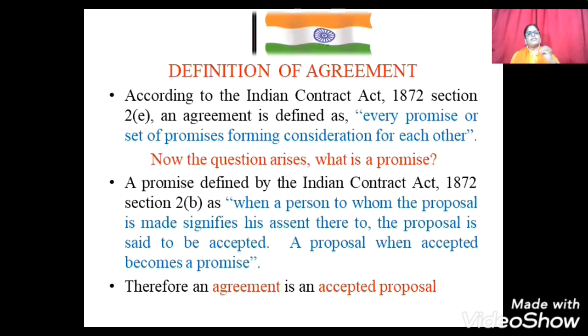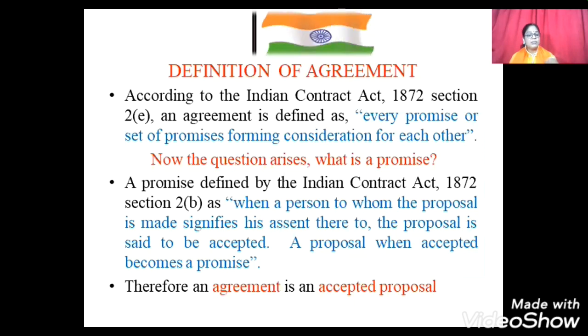I'll take the help of a small example. When a person to whom the proposal is made... what I am doing now at this time, I feel like having a cup of tea or coffee. So I have proposed to my friend. Proposed means making an offer. I made an offer to my friend: Hello, Mr. Ram, will you come for a cup of tea with me? I made a proposal. Now the opposite person has given his approval. He signified, he has given his assent to me.